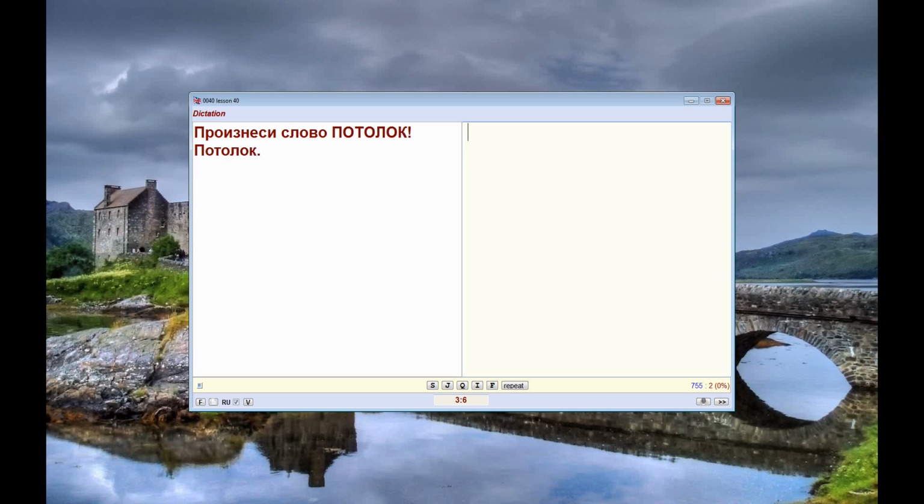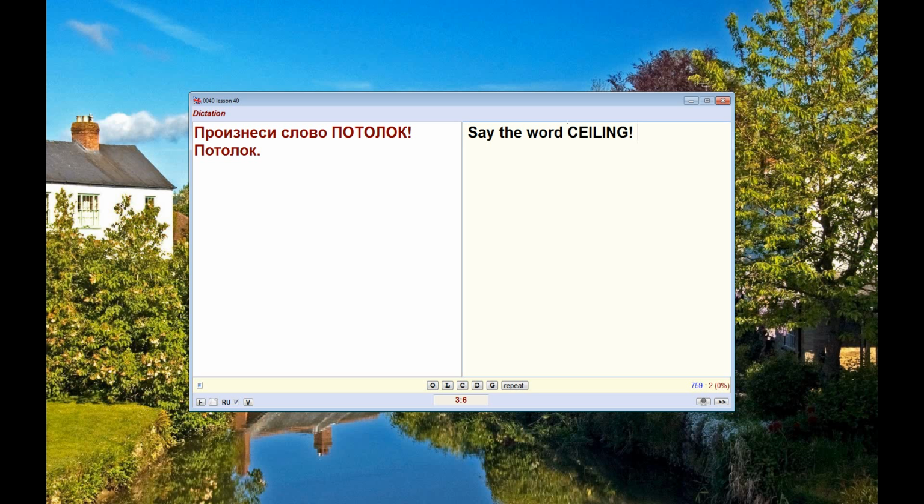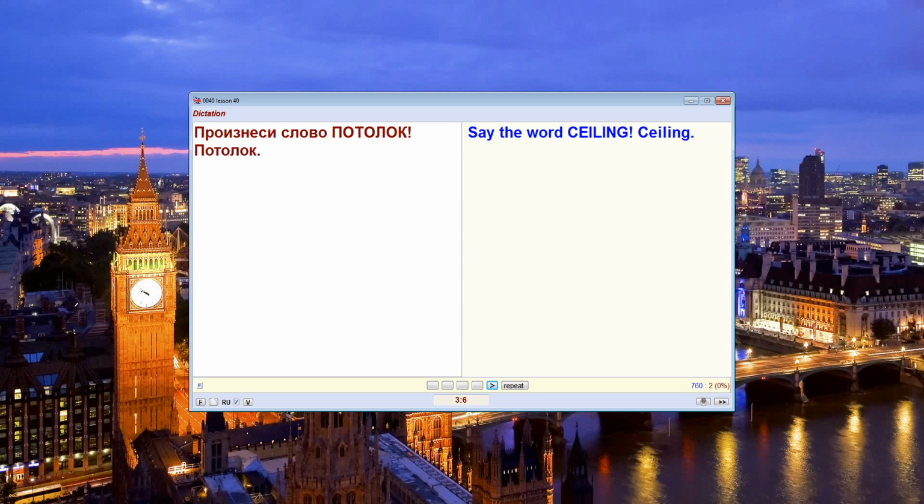Say the word ceiling. Ceiling. Spell the word ceiling. C-E-I-L-I-N-G.